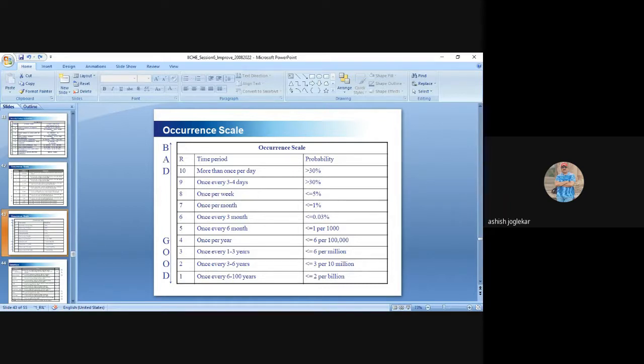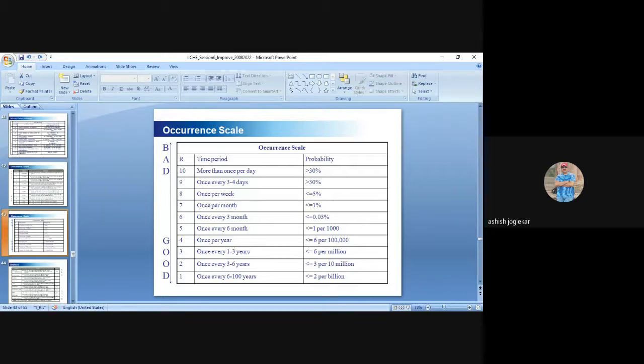Why once in a lifetime? Because you cannot say that it will not happen at all. It is not happening today, but that does not mean it will never happen, because the process is ongoing. So you cannot give a rating below 1. So 1 is the lowest rating and 10 is the highest rating. If some failure is occurring daily, or once in 3, 4 days, you can give a rating of 9 or 10.